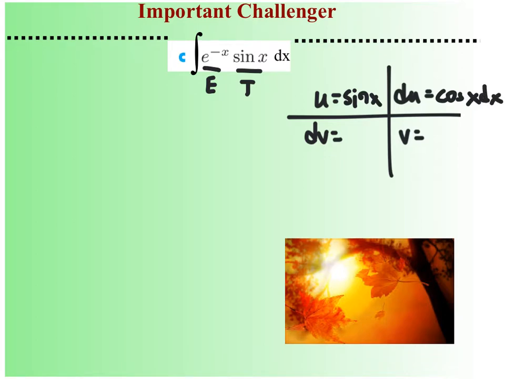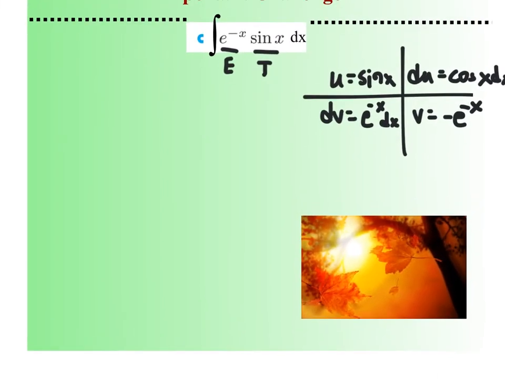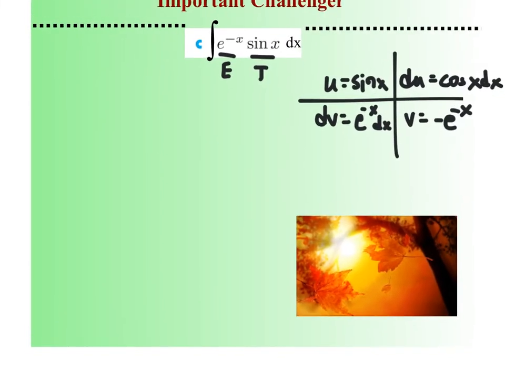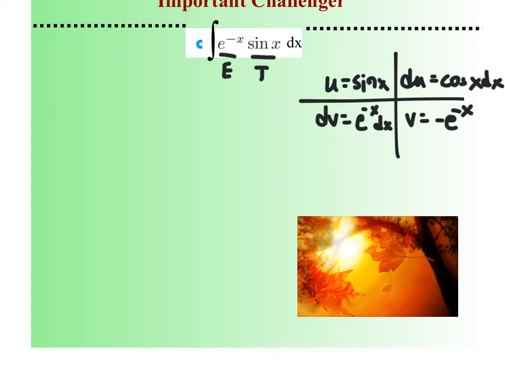All right, dv is down, e to the negative x dx. So v would have to be negative e to the negative x. All right, so you're going to see something pretty crazy happen here, but let's just go with it. So technically speaking, this would be equal to uv, which is negative sine x e to the negative x minus the integral of v du.